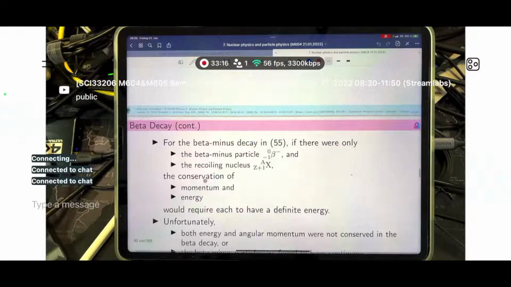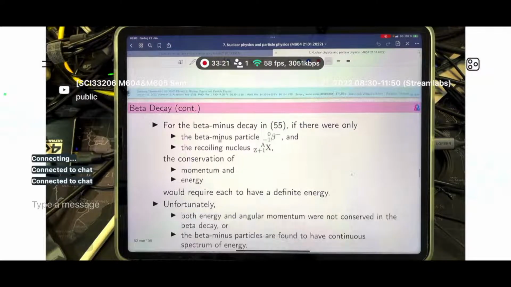Beta minus decay, the electron, right? And beta minus is denoted by -1, 0, because the number of protons is negative. It's an electron, right? It's in the opposite way to the proton, and there is no nucleon at all because it's a tiny particle. It's a lepton, right? It's not a boson. Okay, recoiling nucleus. So we have one more proton, but the number of nucleons is the same.